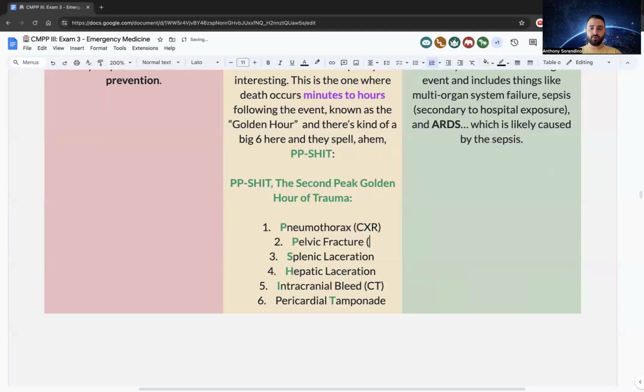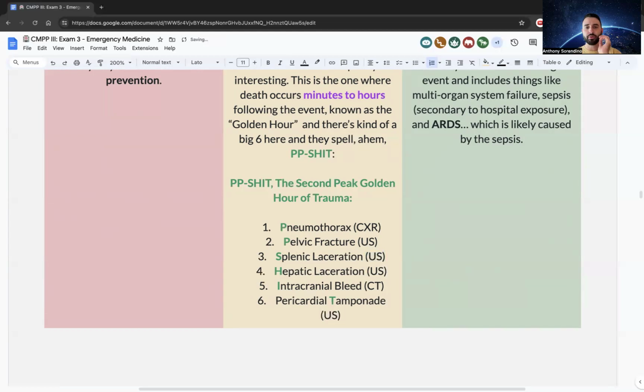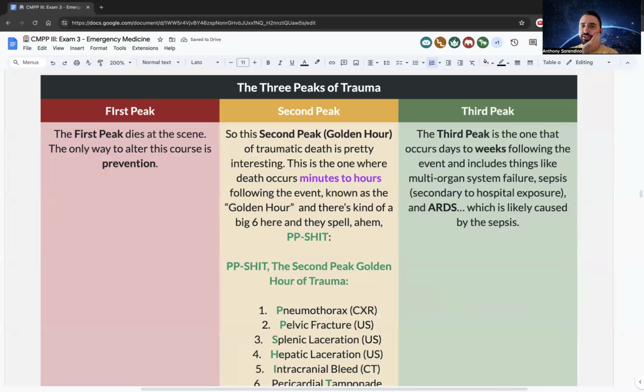I like how you can potentially rule out 4 of these with a fast scan. Cool. There we go. And then the third peak is what happens days to weeks later. So they develop sepsis or kidney failure or ARDS or something.